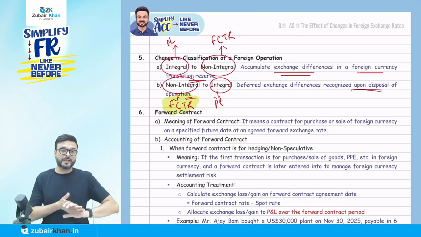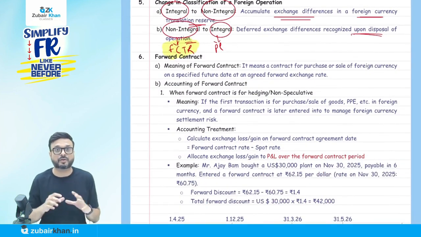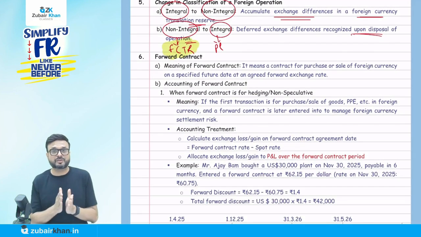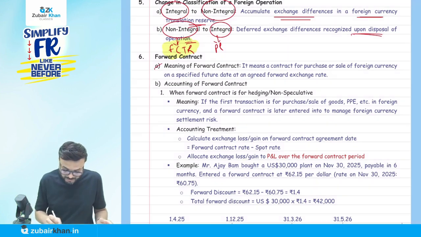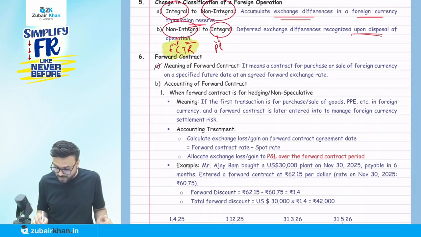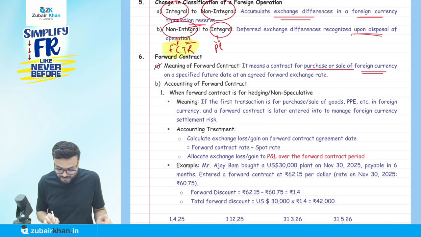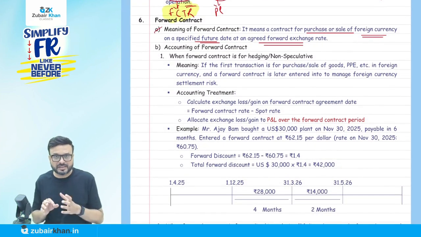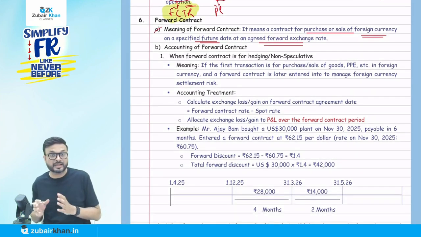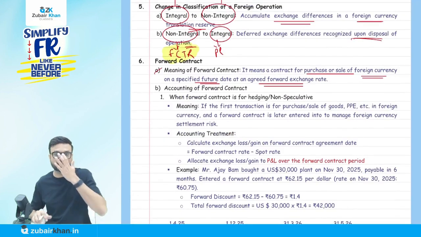Now the last part of Accounting Standard 11 is the forward contract. First you have to understand what we mean by a forward contract. It is a contract for the purchase or sale of a foreign currency on a specified future date at an agreed foreign exchange rate. Now understand this. Suppose I take the same figures as in the example, though I know they are different. Let's take a different exchange rate.